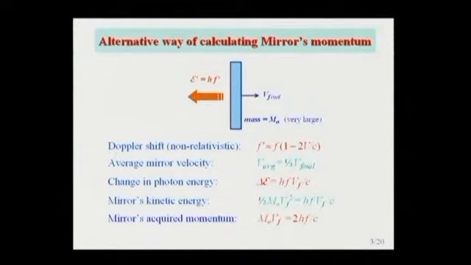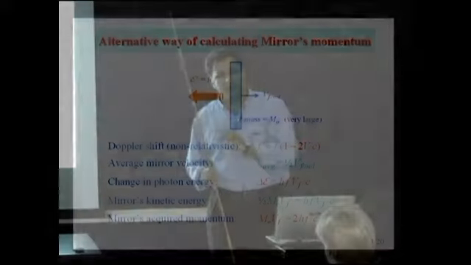So we get this formula for the momentum transfer to the photon. And this is a Doppler shift argument. This is not coming from the electromagnetic theory. This is coming from the Doppler shift.